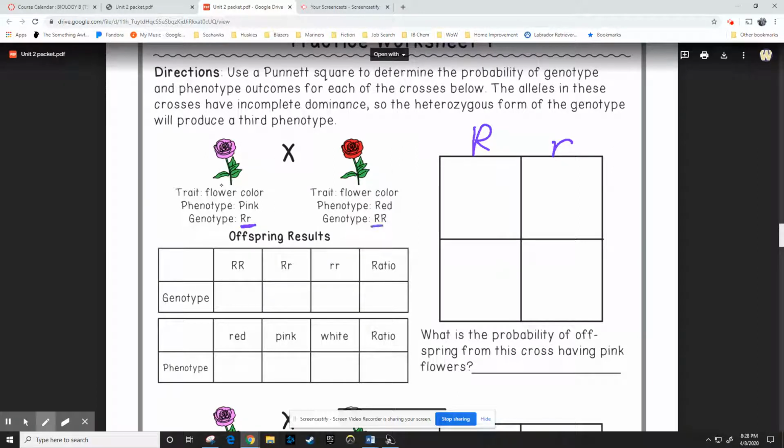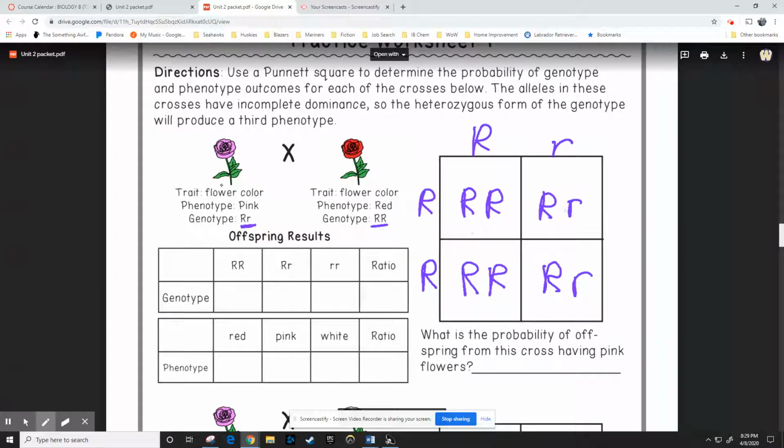For the red rose, we have a capital R and capital R. All right, just like every other Punnett square, we'll take this r, bring it down. All right, and we'll take this lowercase r and bring it down. All right, going across, here we have a capital R. Capitals always come first, it just makes it look neater. And then bring this R across here as well.